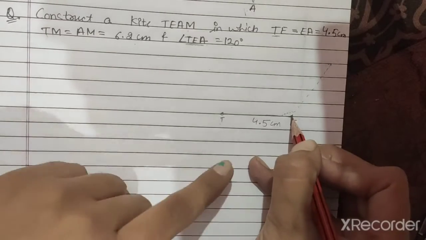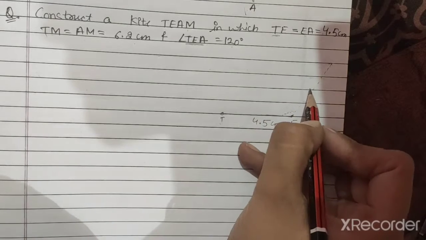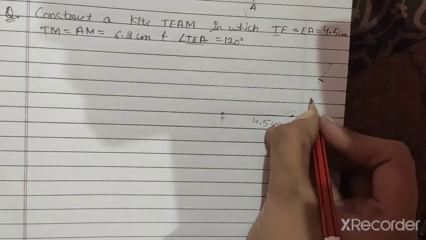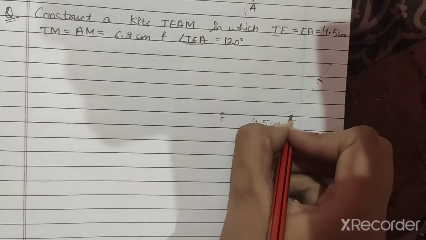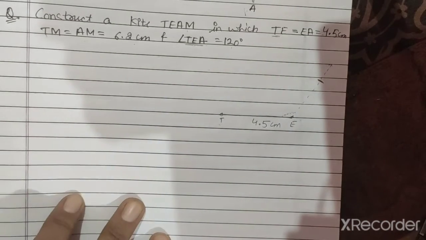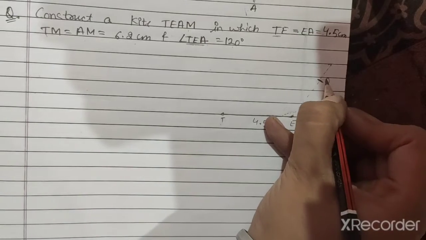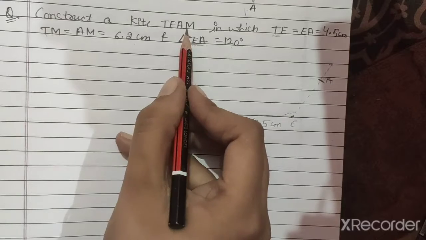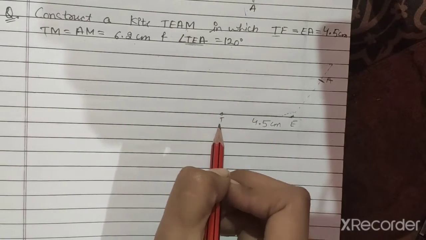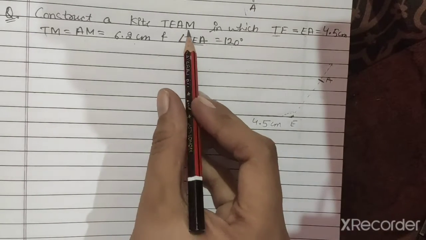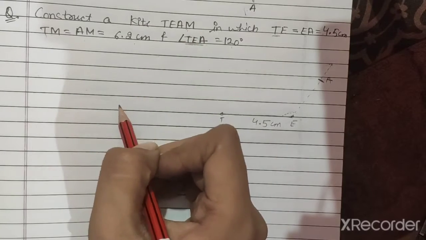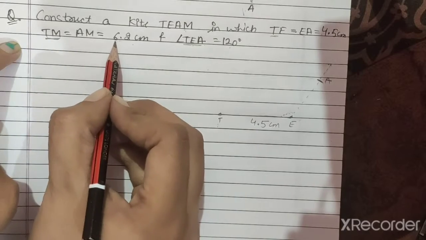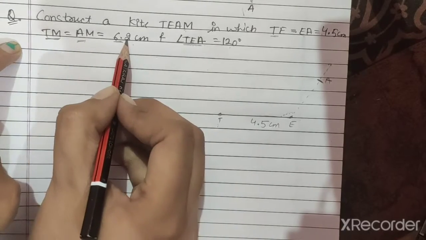After this, at E, which side is left? EA. So we will cut an arc of radius 4.5 centimeters, taking E as the center. But this is a rough idea, I will make it clear. Now this point will be A. Now see that only one vertex is left, M. We have done with the three vertices T, E, A. Only M is left. Related to M, see what information is given to you. Related to M, we are given TM is equal to 6.2 and AM is equal to 6.2.